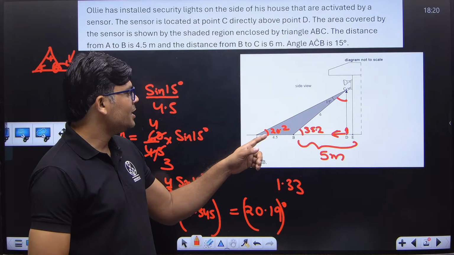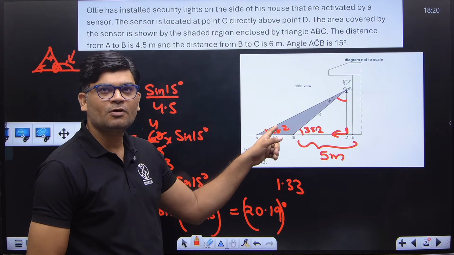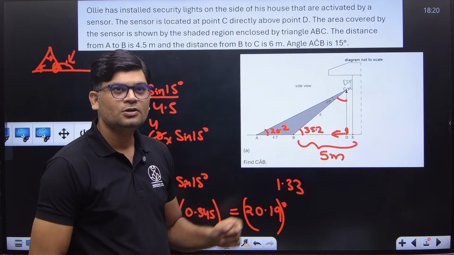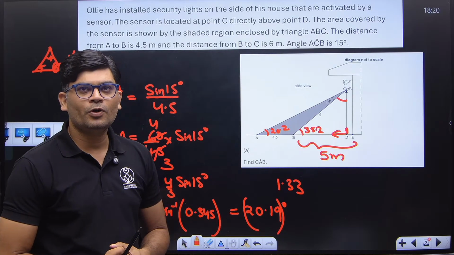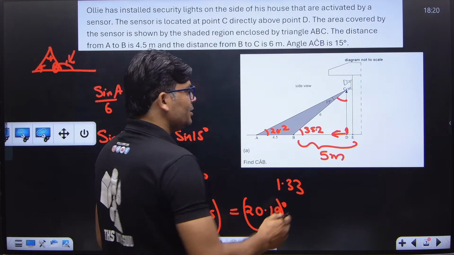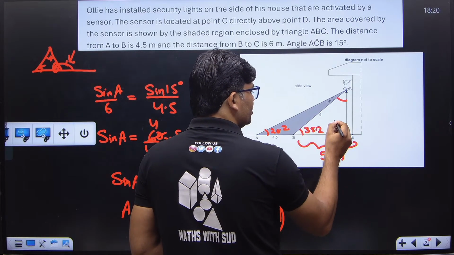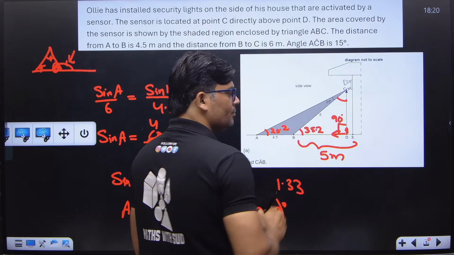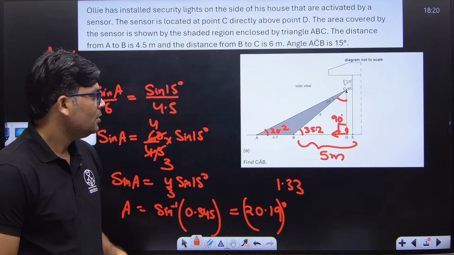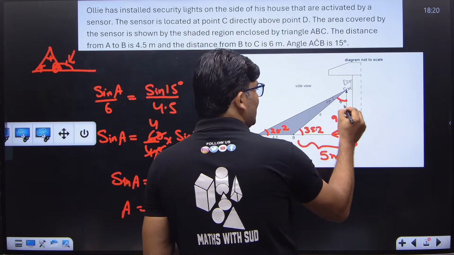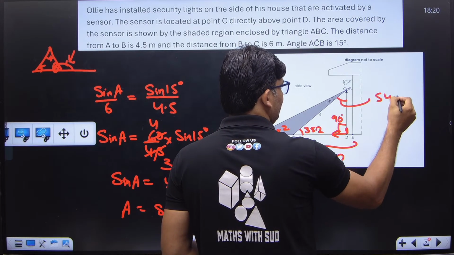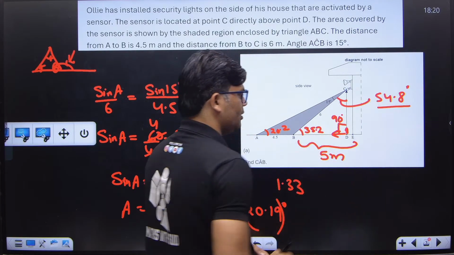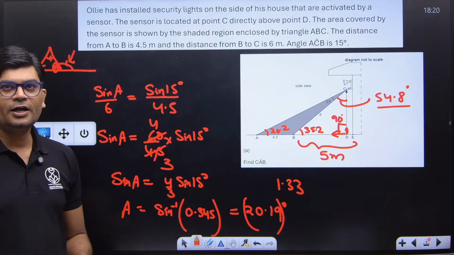So here I can say that this angle is going to be the sum of these two angles. So this was 15, this was 20.2, so we got 35.2. And this angle is how much? This angle is 90 degrees. So it is obvious that this angle is going to be 54.8 degrees. Are you getting it?